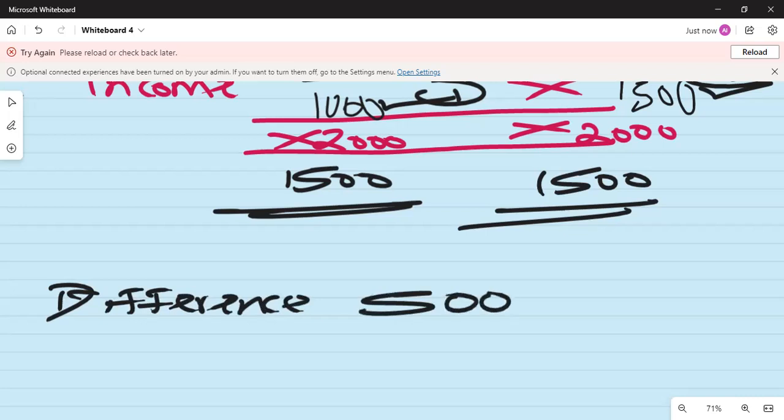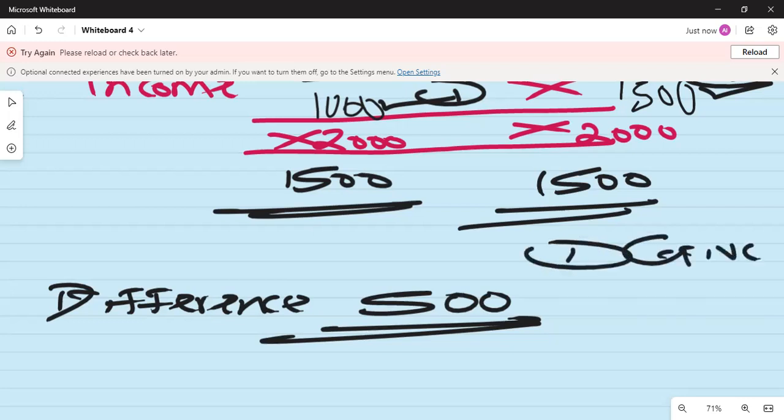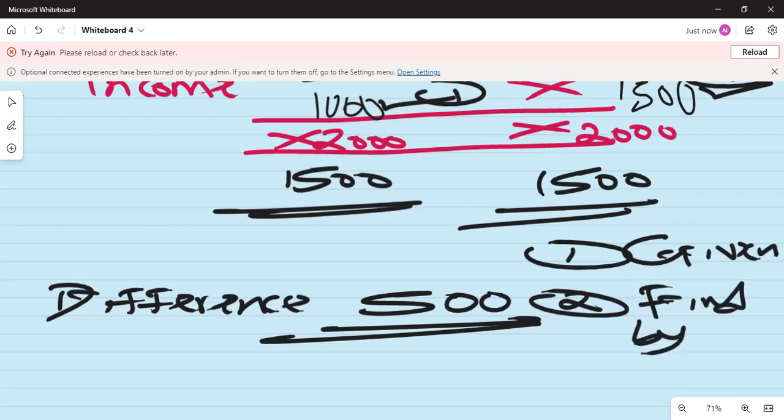Now, in this situation, the difference is 500. Or the examiner will not give you the difference. Meaning that either it will be given, or number two, you are going to find it by yourself. Is everybody getting what I'm saying?